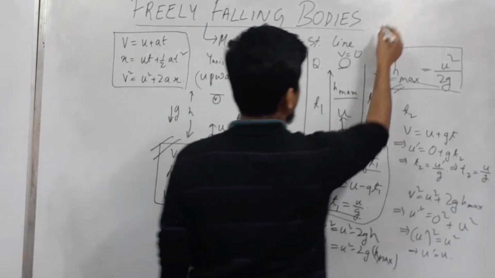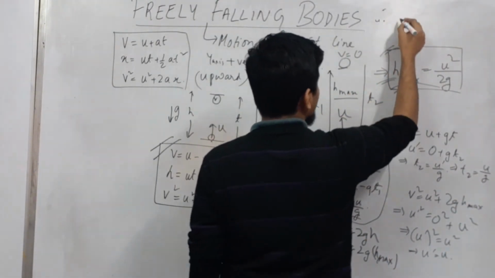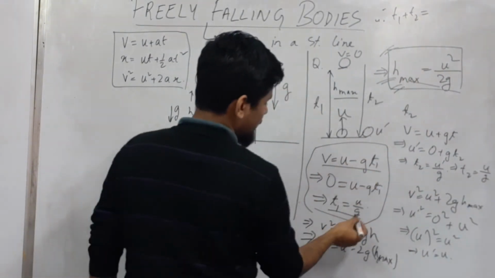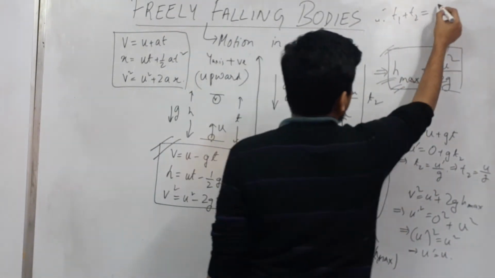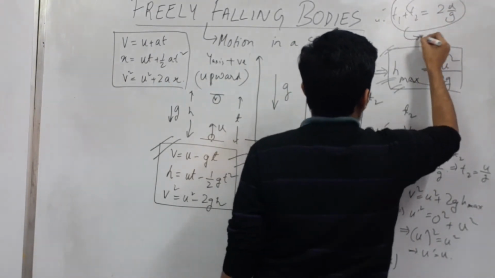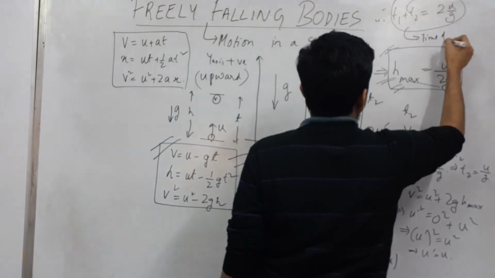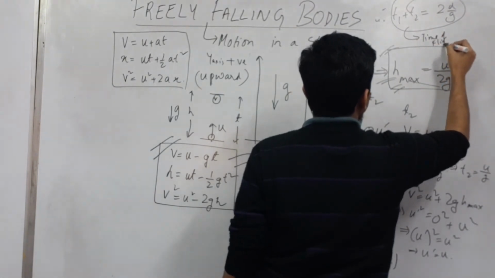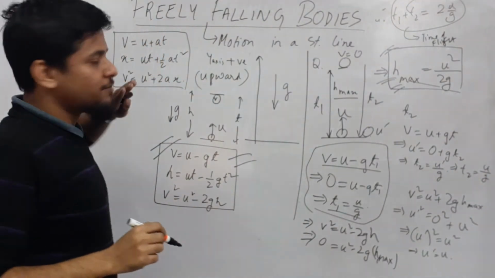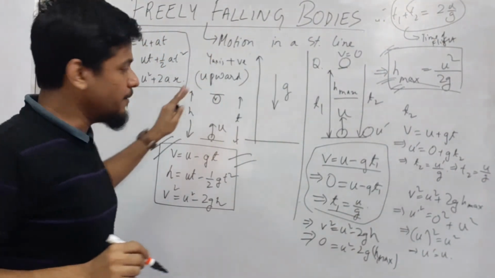Therefore the total time of travel is t1 plus t2, and both of them are equal to u by g. So this is equal to twice u by g, and this is the time of flight. These are the various things that you need to remember for a freely falling body.